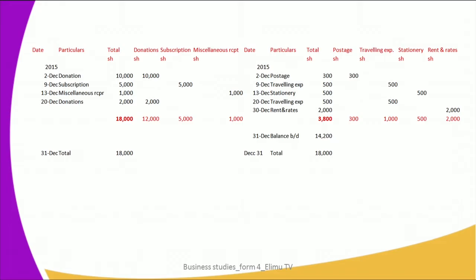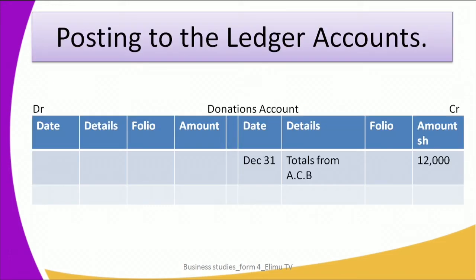Then after preparing the analysis cash book, you are supposed to post. You are supposed to do the posting to the ledger accounts. So let's look at what you are supposed to do. We start on the accounts that involve revenue, and you can see on the revenue side we have the donations. So you prepare the donations account.